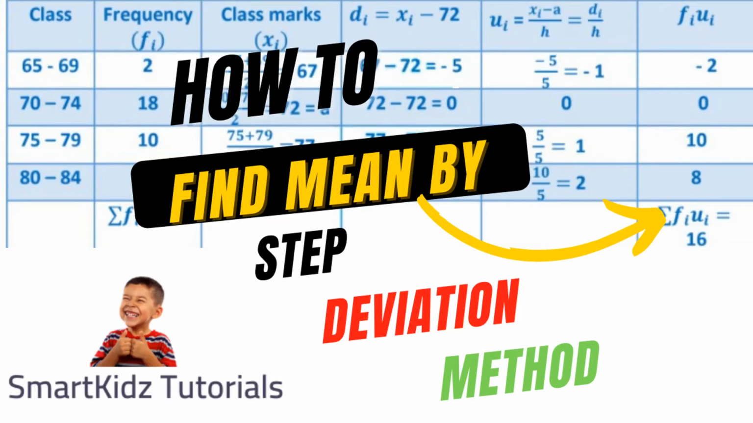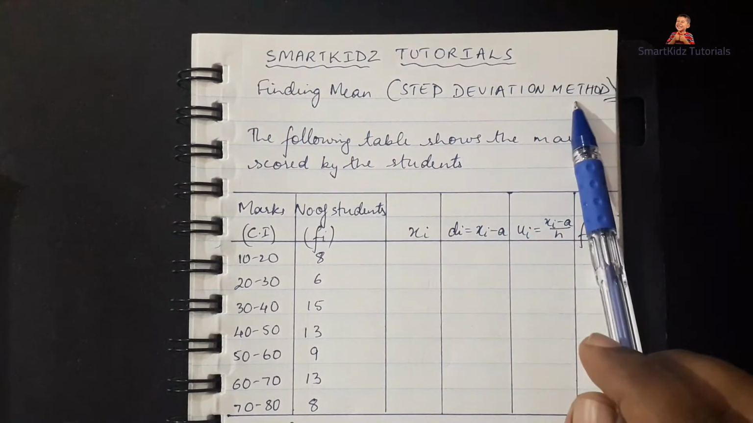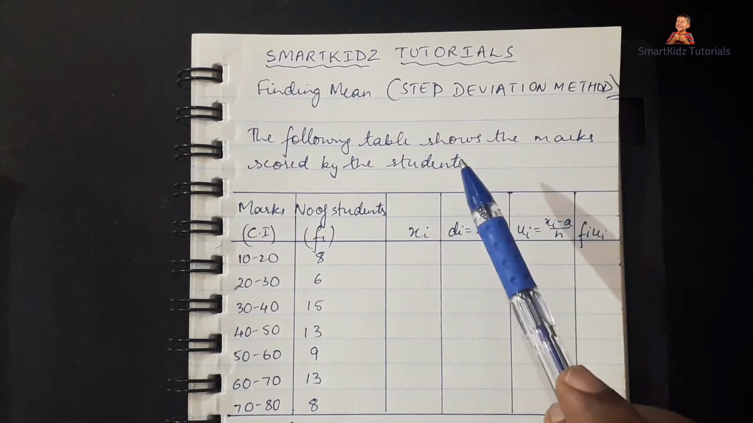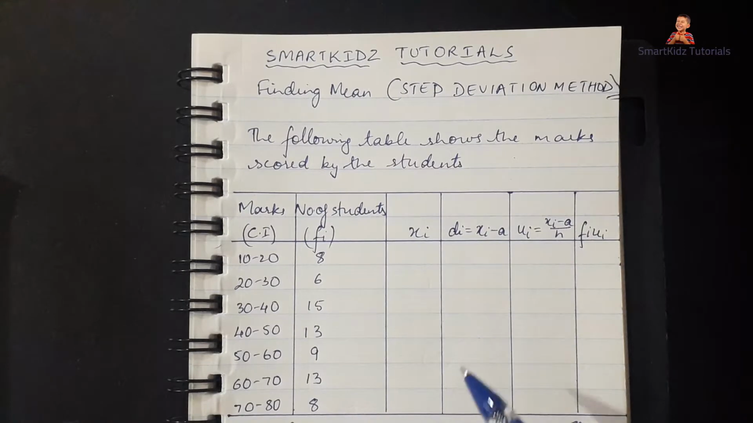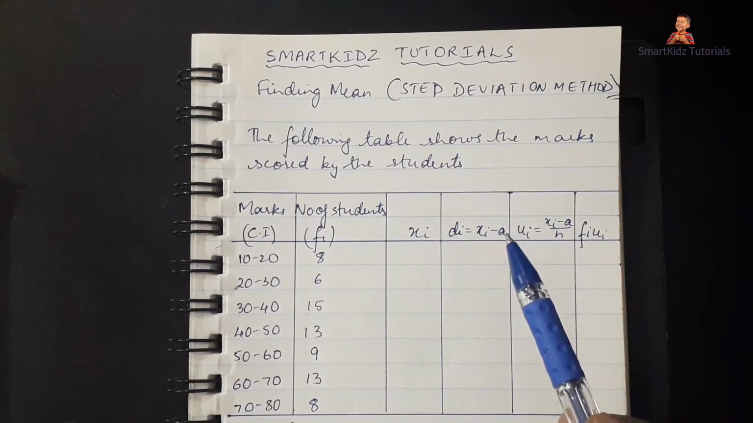In this video we'll be learning how to find mean using the step deviation method. Before this we have done two videos in which we have learned how to find mean using the direct method and how to find mean using the shortcut method, or what we also call the assume mean method.